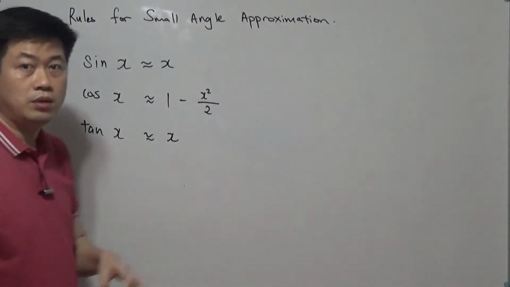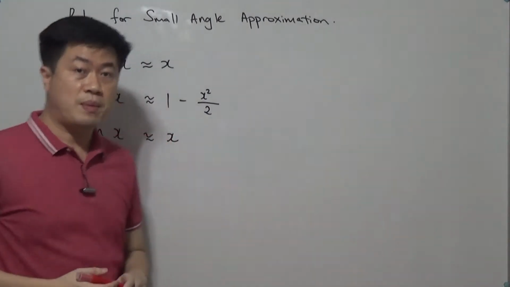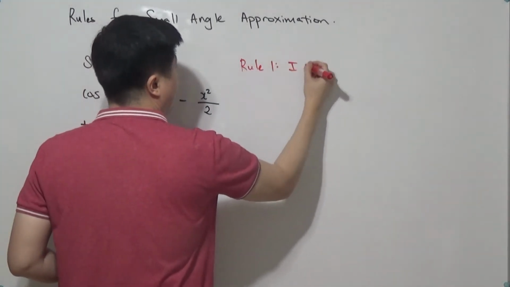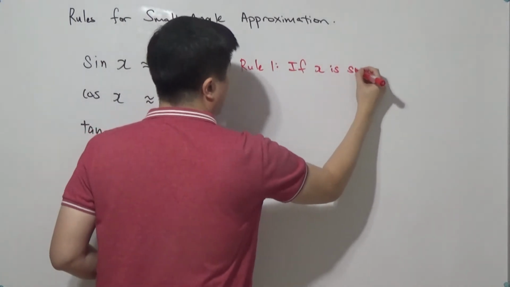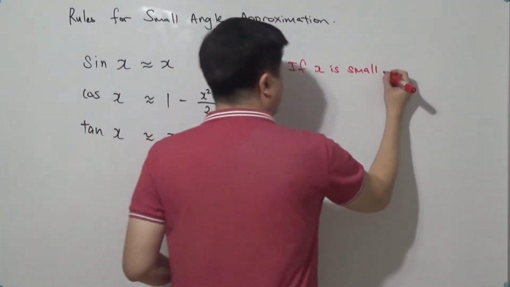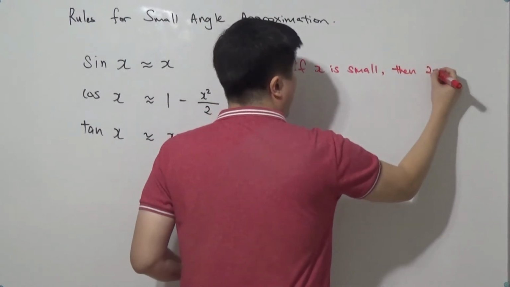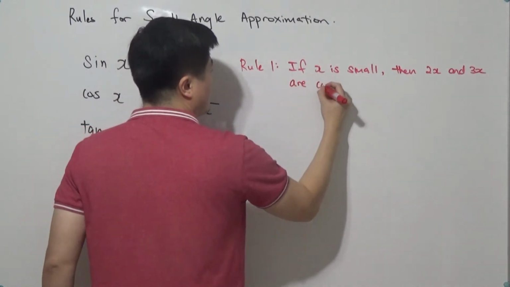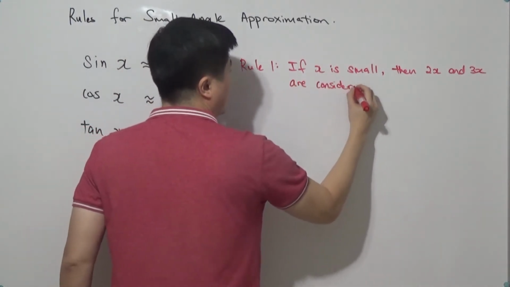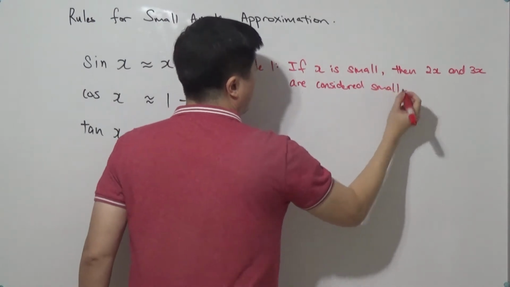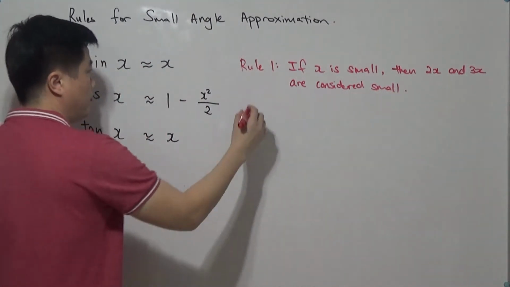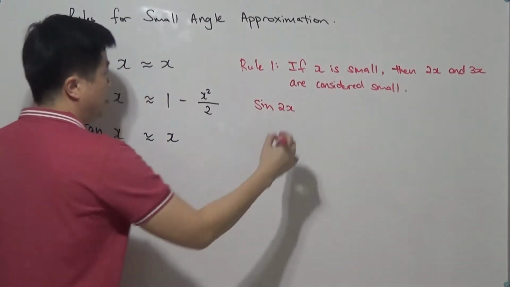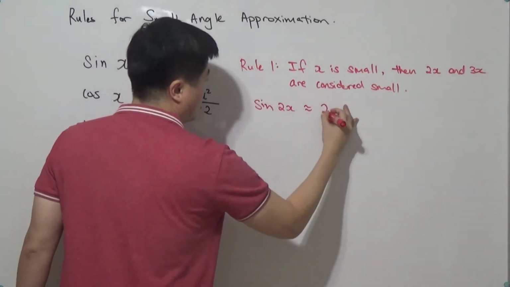We're going to take a look at two rules. Let's talk about rule number 1. Rule 1 says that if x is sufficiently small, I'm just going to write small over here to save some time, then 2x and 3x are also considered small. As a result, when you're asked to approximate, let's say, sine 2x instead, this is actually approximately equal to 2x as well.